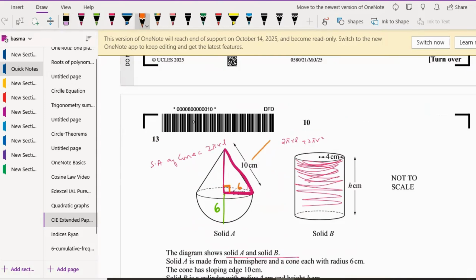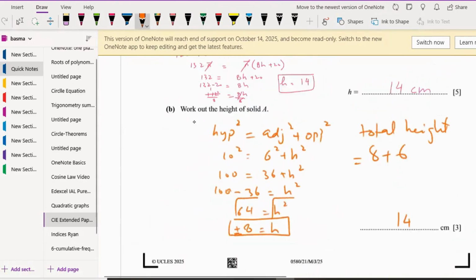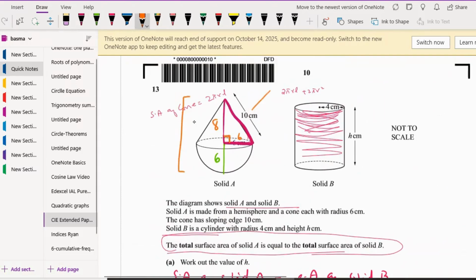And the total height of solid A is 8 plus 6, which will give you 14 centimeter. So you notice that the height for this solid A is 14 and the height for the cylinder is also 14.